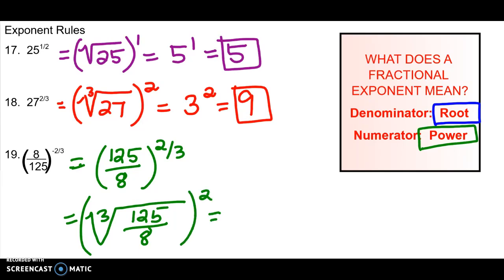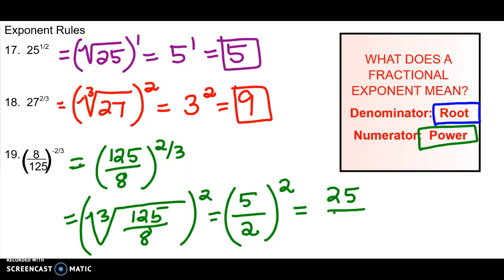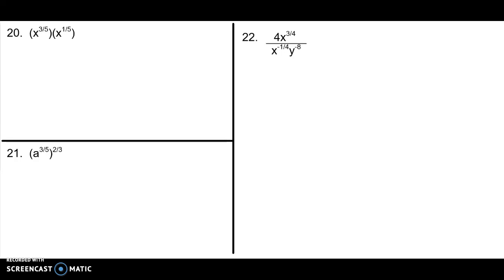So we're going to do the cube root of 125. That's 5. And the cube root of 8 is 2. Now we're going to take that answer and we're going to square it. 5 squared is 25. 2 squared is 4. 25 over 4.